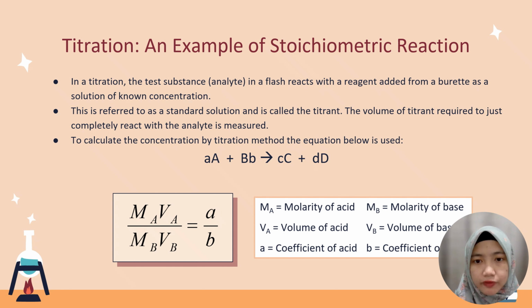For the titration formula, Ma is the molarity of acid, Va is the volume of acid, Mb is the molarity of base, Vb is the volume of base solution. a is the coefficient of acid from the balanced chemical equation, and b is the coefficient of base solution from the balanced chemical equation.